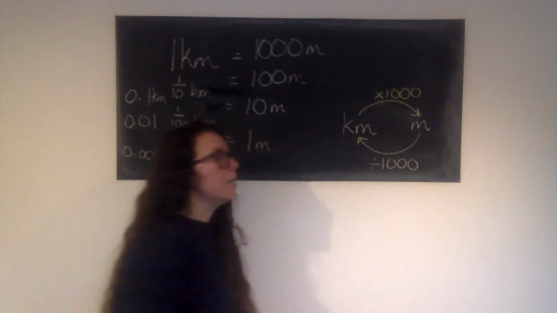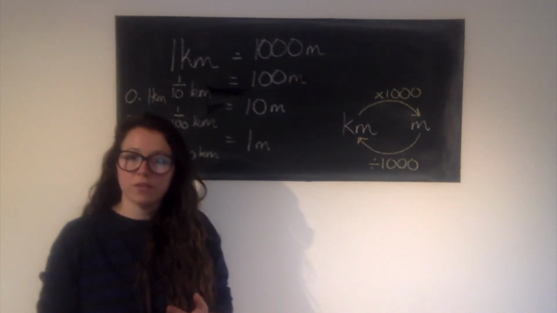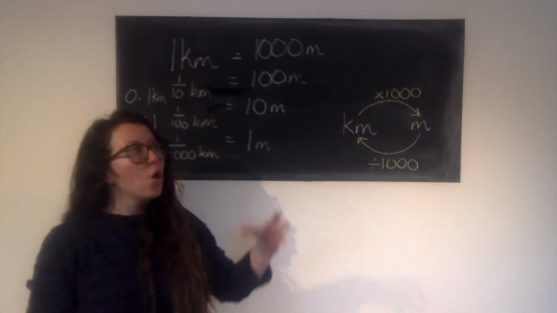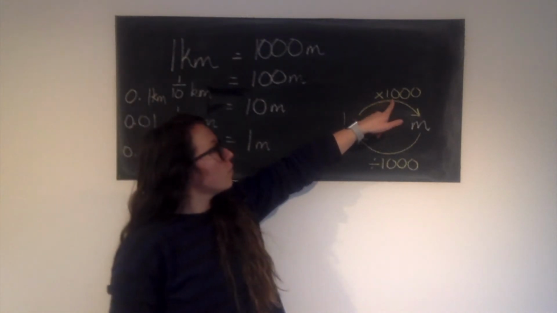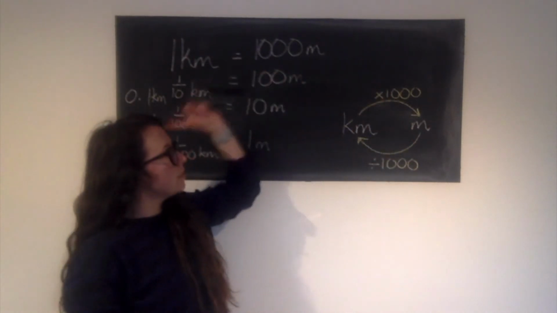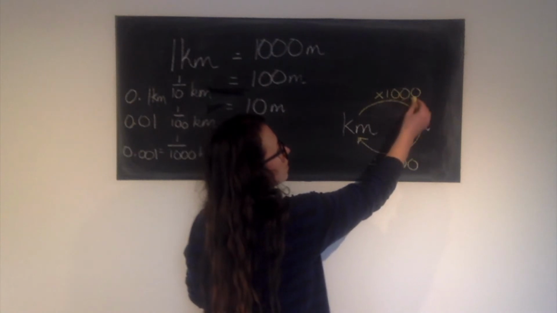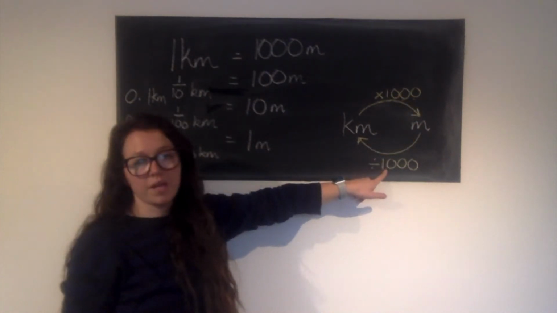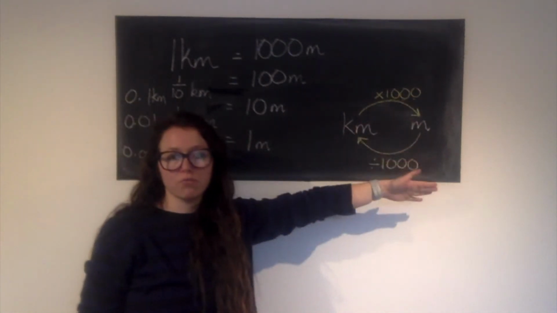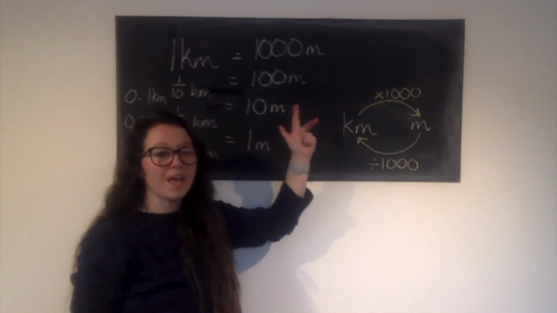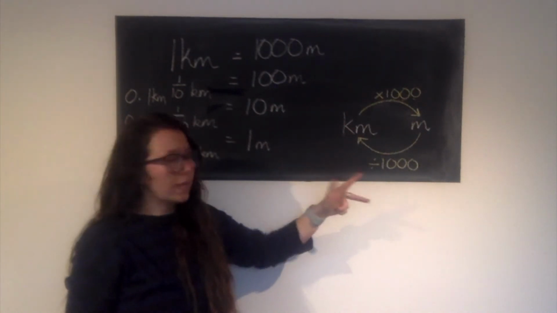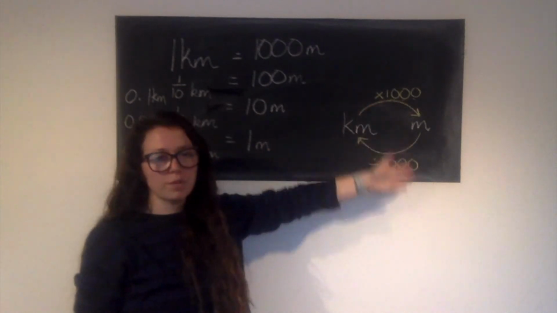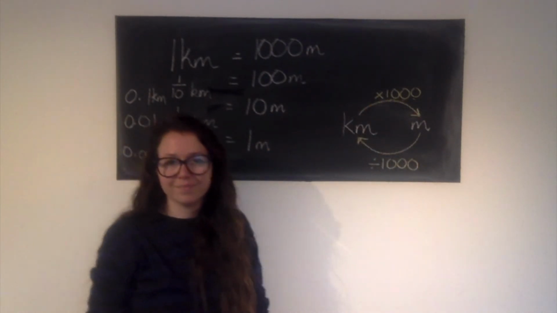Now remember, to multiply and divide by 1,000, draw yourself a place value grid. All of your digits move, if we're multiplying, 3 places to the left, we've got 3 zeros in 1,000. And if we're dividing by 1,000, we're moving 3 digits to the right. It's getting 10, 100, 1,000 times smaller. Okay, so divide by 1,000 is 3 places to the right.